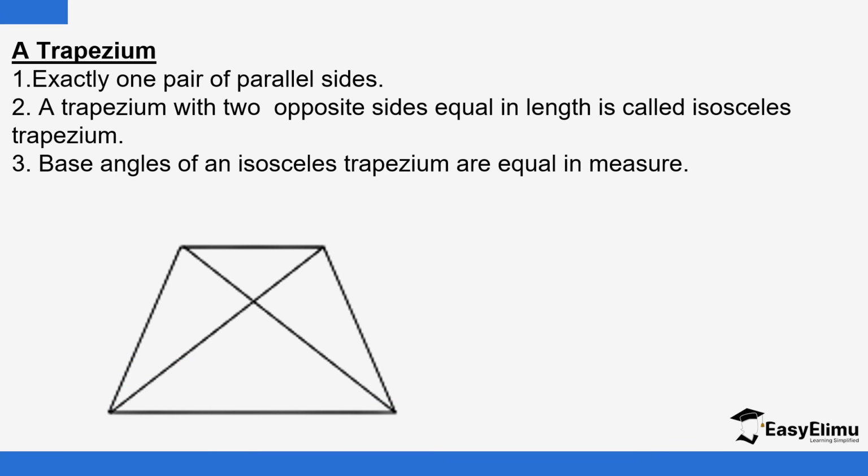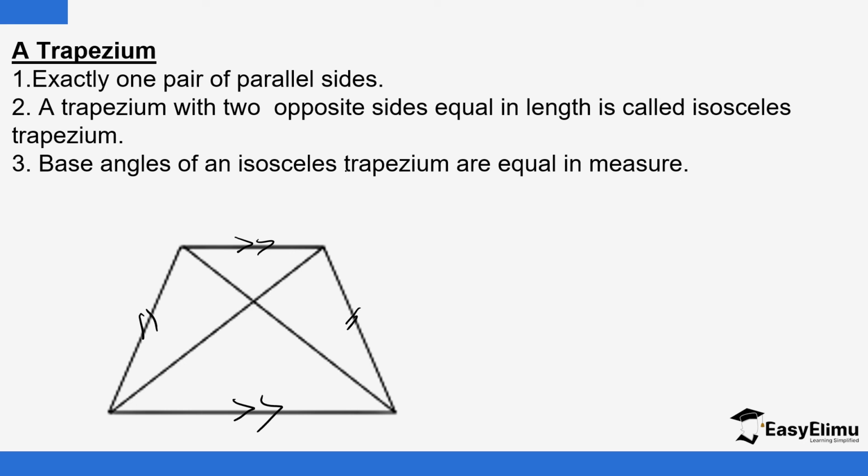We have a trapezium, with exactly one pair of parallel sides. So this makes it different from a parallelogram. A parallelogram had two pairs of parallel sides. Now a trapezium has exactly one pair. So there is only this. So we say a trapezium with two opposite sides equal in length is called an isosceles trapezium. So if you have this equal to this, then that's called isosceles.